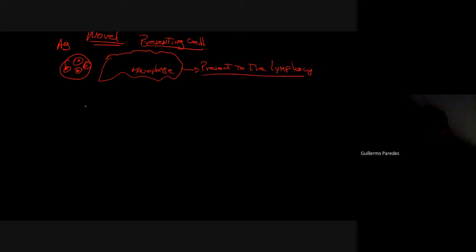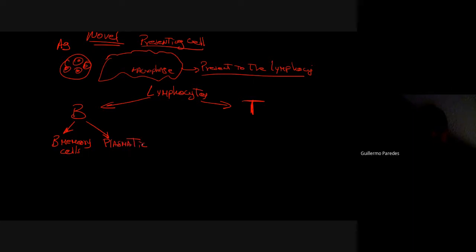Okay? Now, before I get into that, I need to tell you the small story of the lymphocytes. Look at this. We have the lymphocytes, and the classification of lymphocytes is lymphocytes B and lymphocytes T. The lymphocytes B are going to be the B memory cells and the plasmatic cells. These plasmatic cells produce antibodies, called the immunoglobulins. The immunoglobulins are G, A, M, E, and D. That is the lymphocyte B. Memory cells and plasmatic cells.